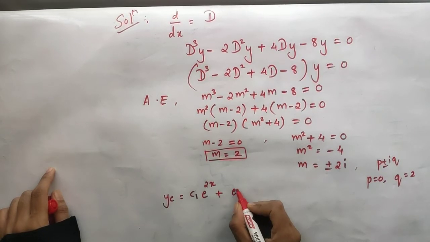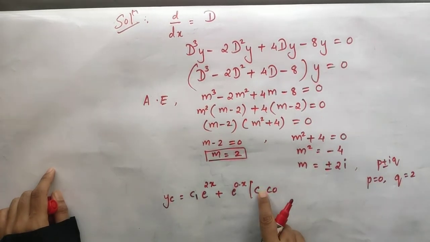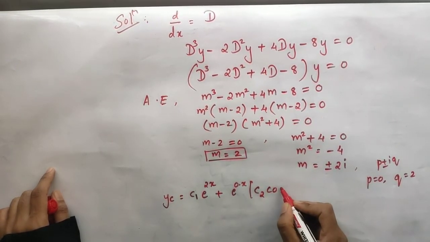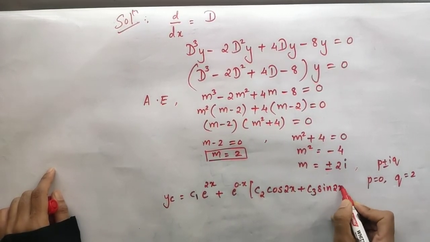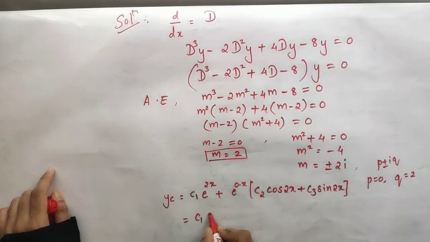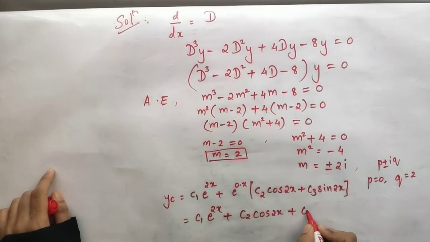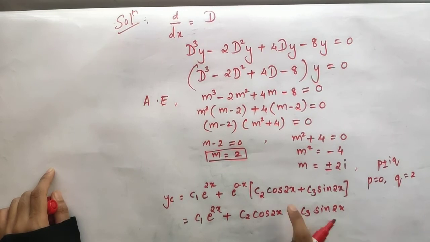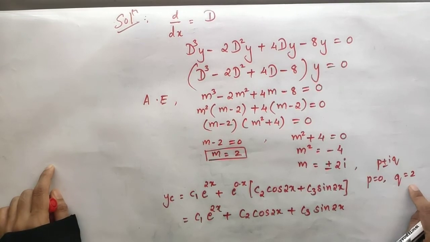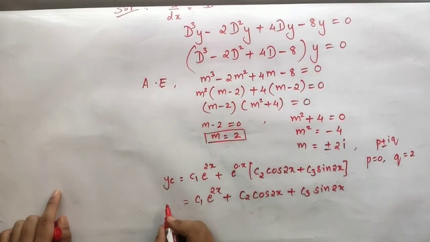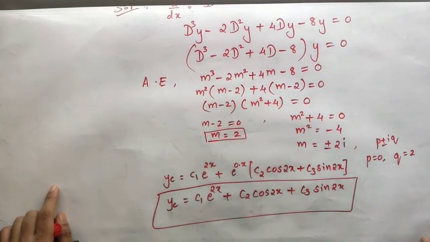So next, I'll just put it in that standard form only. C1 is already used, so I'm going to use another constant here: C2 cos 2x plus another constant C3 sin 2x. Or it is equal to c1 e to the power 2x plus c2 cos 2x plus c3 sin 2x. Where did this 2 come from? 2 is the value of q which you write in the solution. This completes the general solution for the given homogeneous differential equation.